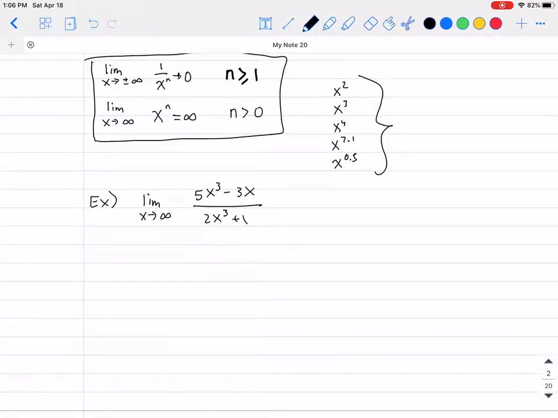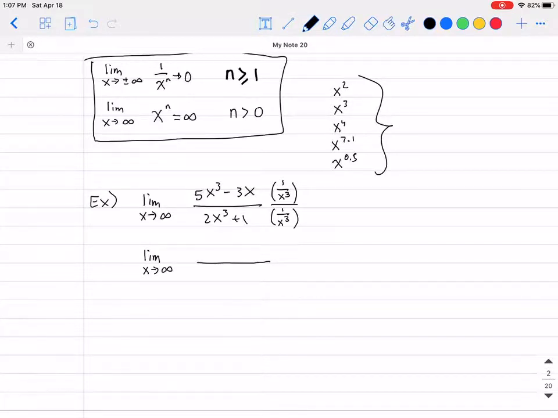The best way to figure this out algebraically is to take the numerator and the denominator and divide both by the largest monomial that is present. So in this case, I want to divide both the top and bottom by x to the third. Okay. So watch what you'll get now algebraically. The limit as x approaches infinity.